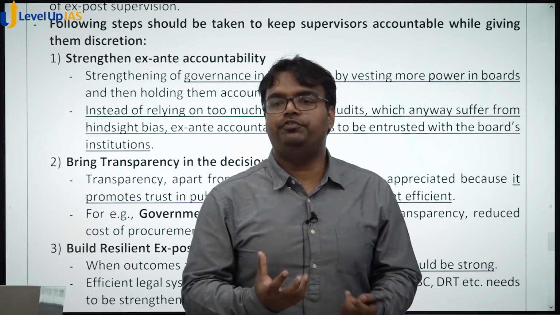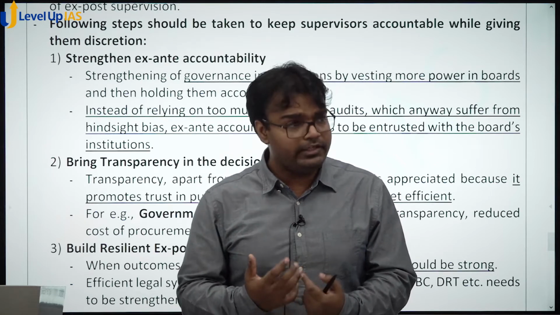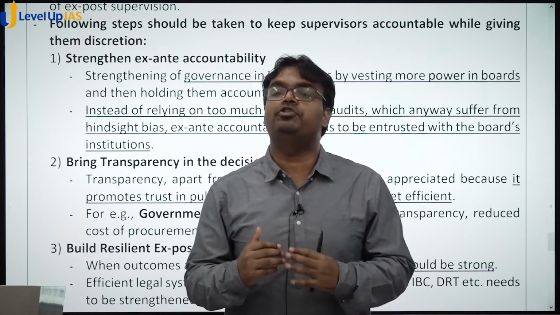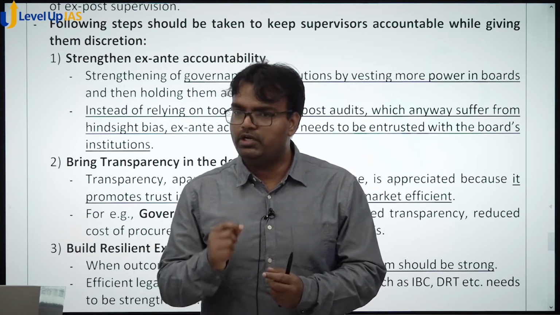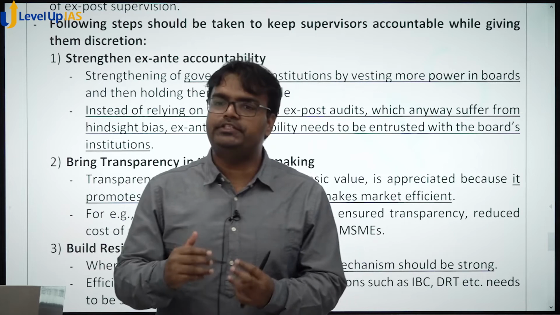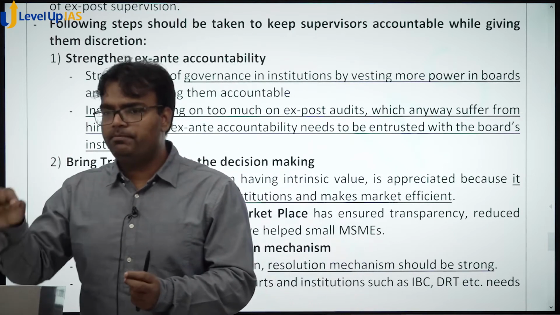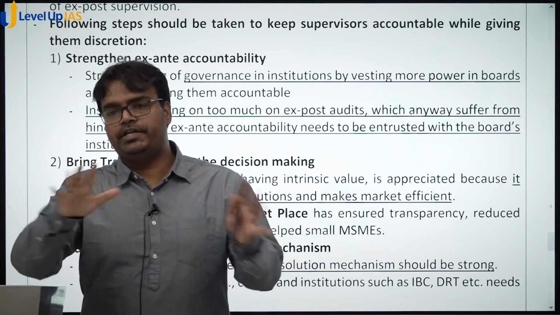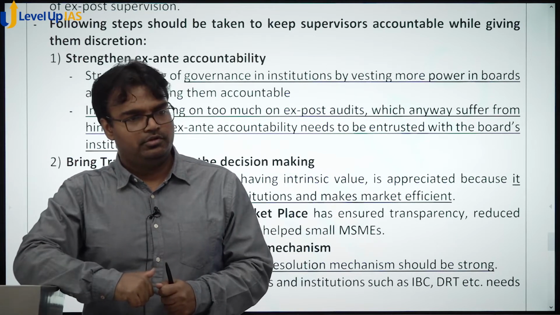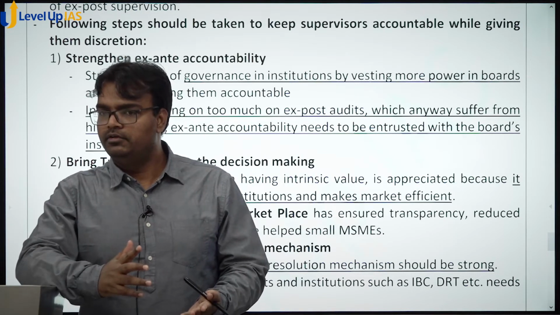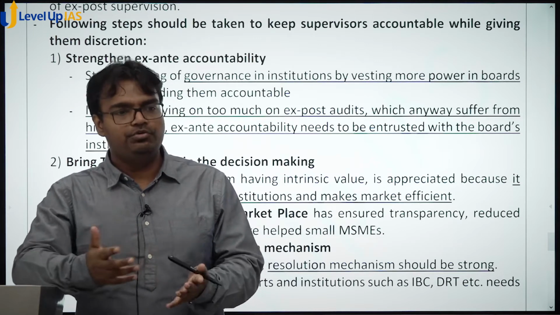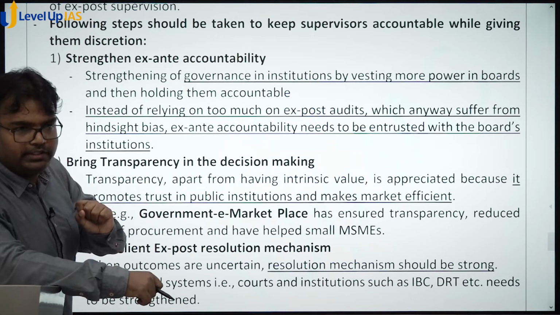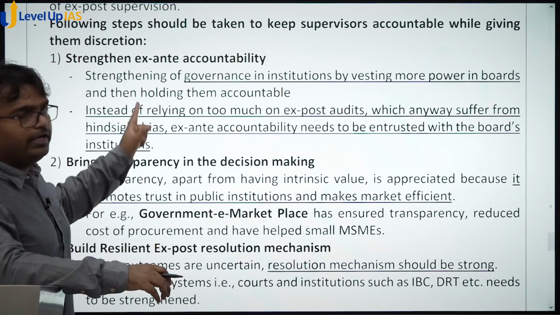Right now, boards are weak. Give them discretionary power and assume that they'll be taking steps for the benefit of the bank. Later, if some decision led to some negative impact on the bank, that should not be held against them. The overall intention should be understood, not the small decisions which led to some disadvantage. So first we'll have to strengthen ex ante accountability in this way. Give them power and hold them accountable.